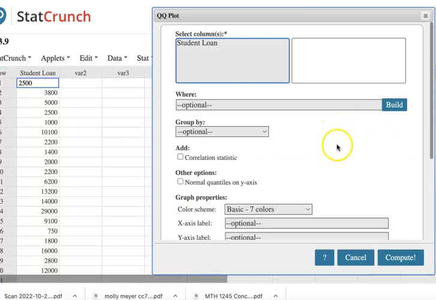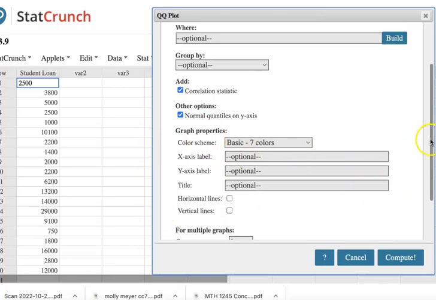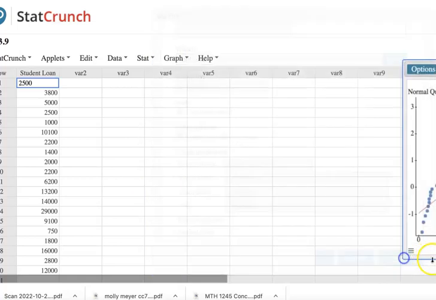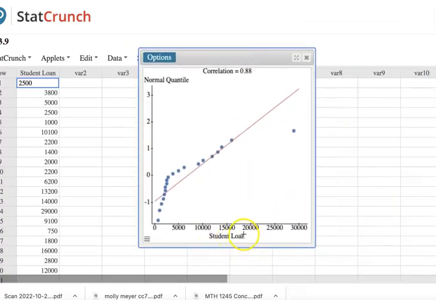Maybe, there we go. So once I do that, I select my variable, which is student loans. Then I need to click to add correlation statistic and to have normal quantiles on the y-axis. You can choose all of these things if you want with the different values. You can make those what you want. So here it labels student loan and normal quantile, and it gives me up at the top the correlation statistic.